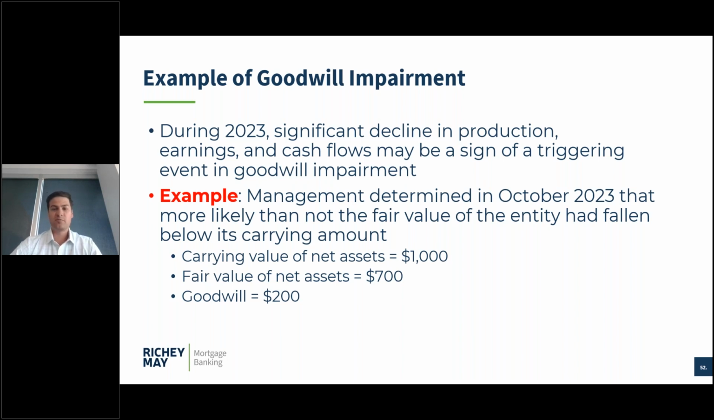So assuming that the carrying value of net assets was $1,000, the fair value was $700, and the carrying value of goodwill is $200, what would the impairment charge be that is recorded? Well, as I said earlier, the difference between the fair value and carrying value is $300, but because goodwill cannot be impaired more than its carrying value, the impairment charge would be $200.